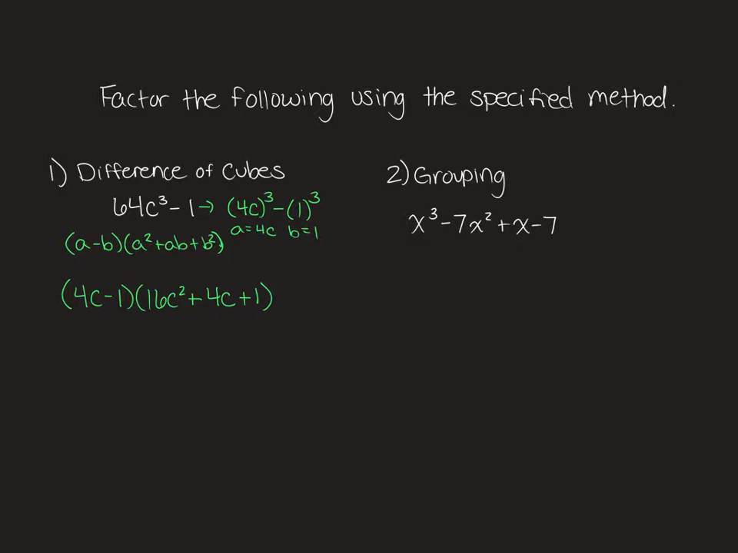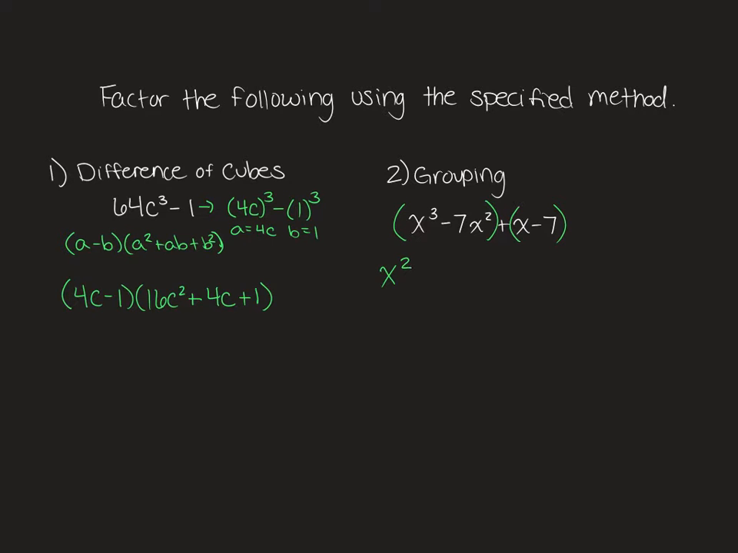The second question is by grouping. So whenever we do by grouping, remember you group the first two terms and the last two terms together and make sure that there's a plus sign in between. Now you factor out a greatest common factor from each group.